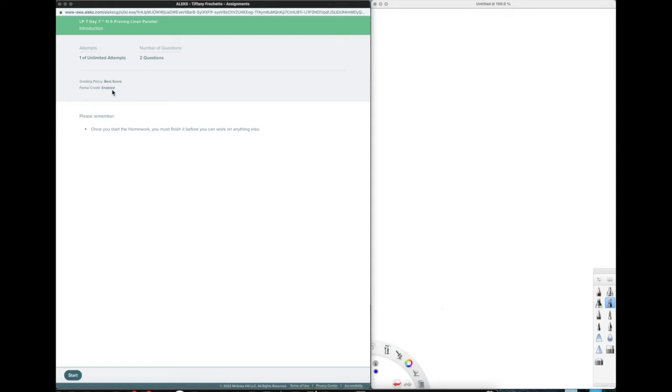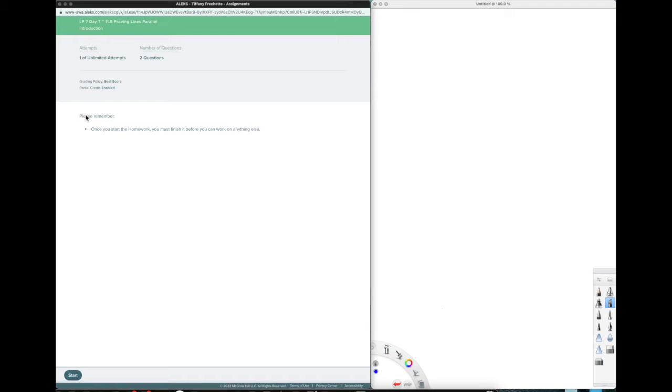And partial credit is enabled, so if you answer one of two questions correctly, you get credit for the one question, or however many you answered correctly. This also, if I understand correctly, goes into parts of a question too, if there's more than one answer within the question. There's partial credit on there too.